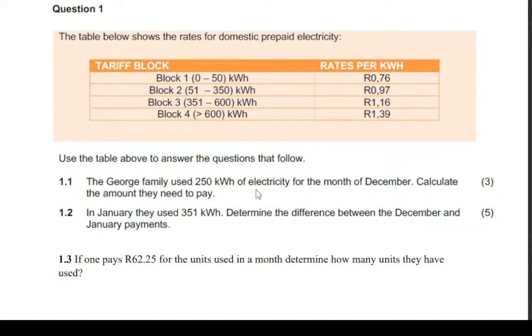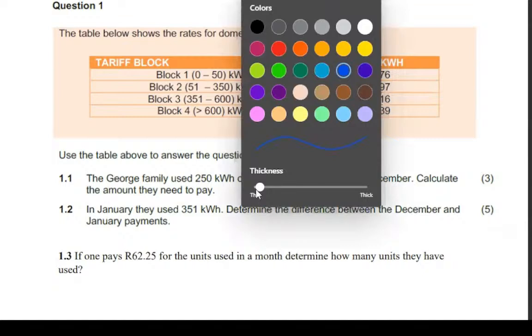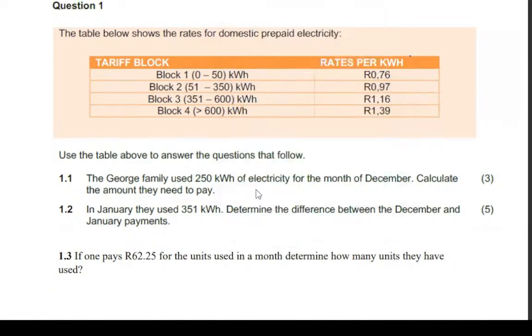Block 1 caters for 50 units. Block 2 caters for 300. Block 3 caters for 250. Block 4 caters for whatever has exceeded the 250. It comes here. All right, that means you're looking at George.